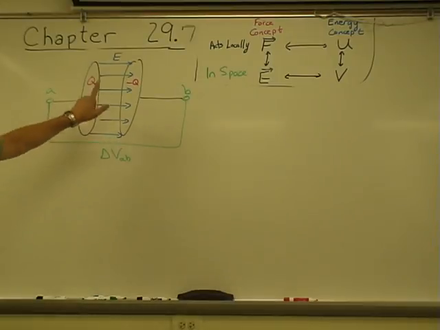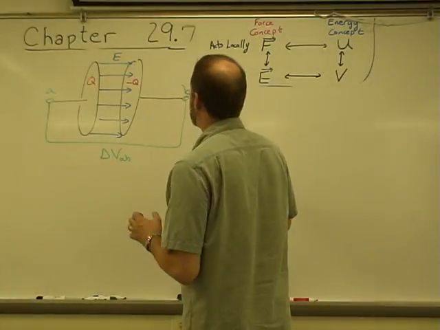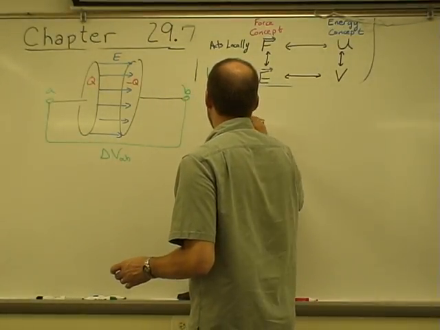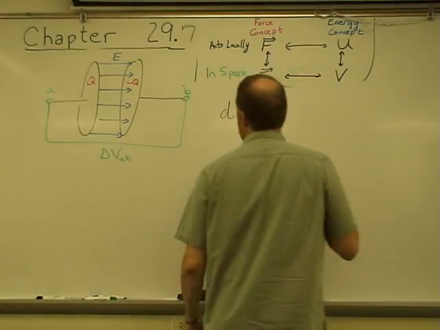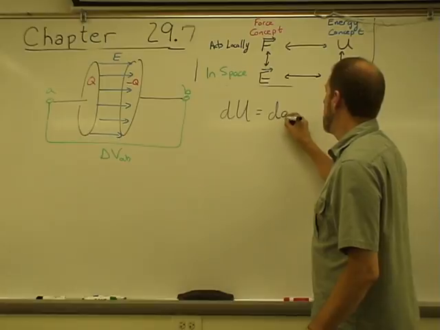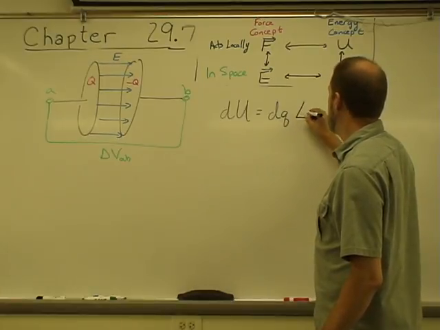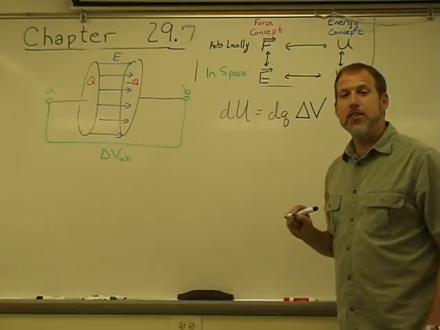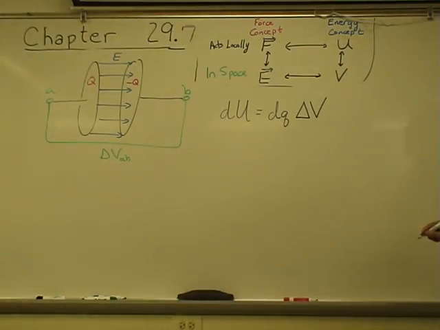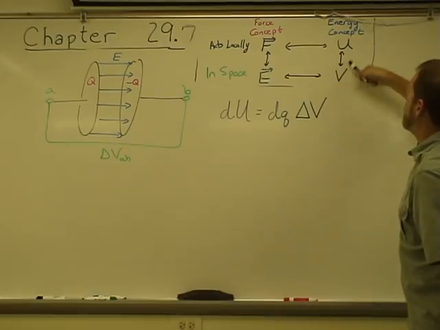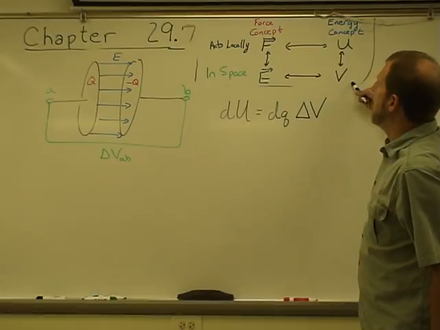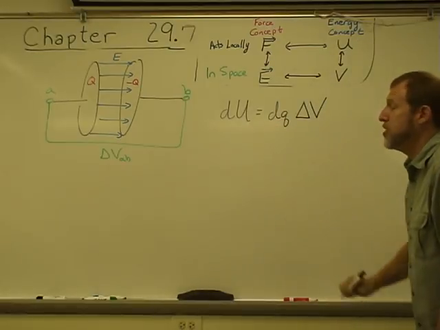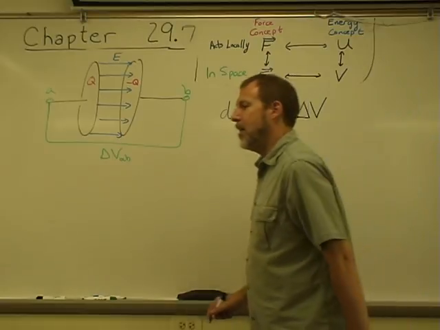Now, to take an idea of where this comes from, let's look at a tiny differential piece of work done by a bit of charge that moved, by a differential charge moving through a change in potential delta V. And this comes back from going back and forth between the energy concept of the electric potential energy and electric potential. Because I need to get into energy to find out how much energy is stored here, I must move back and do that case.